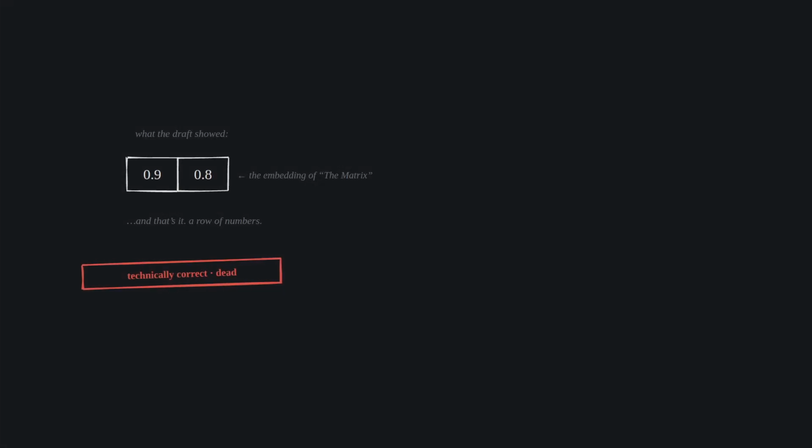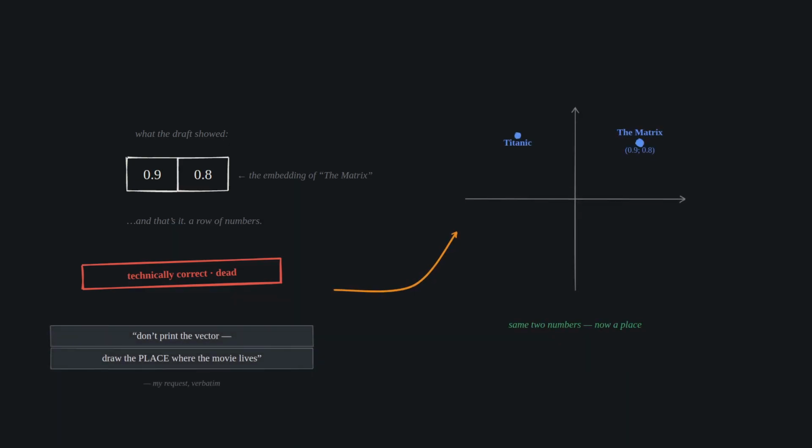Okay, quick pause before the next scene, because this is where I made my favorite request. The model was about to introduce embeddings the standard way. Each movie becomes a vector of numbers. Here it is, 2 numbers. Technically correct, and completely dead. You look at 0.9 and 0.8 and you feel nothing. So the request was, don't print the vector, draw the place where the movie lives. Because if 2 numbers are coordinates, then somewhere there's a map. And that single sentence turned into the whole city metaphor.